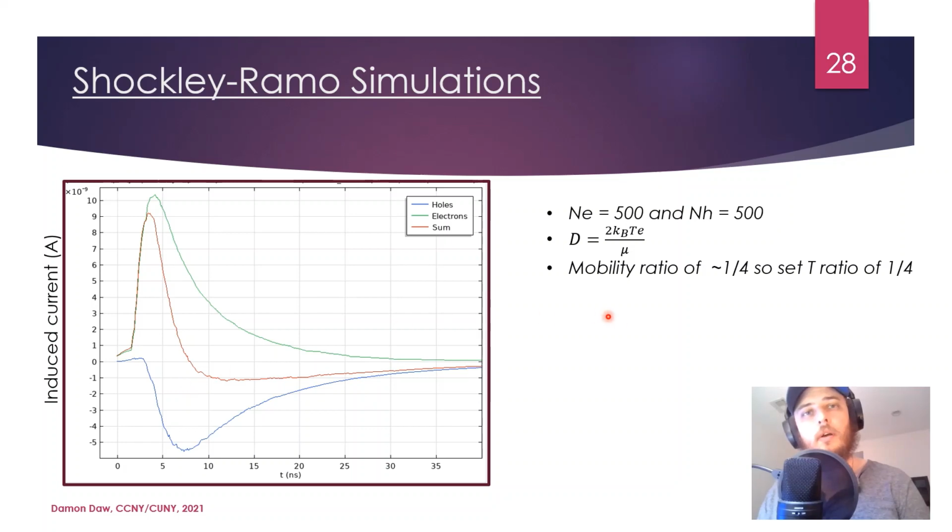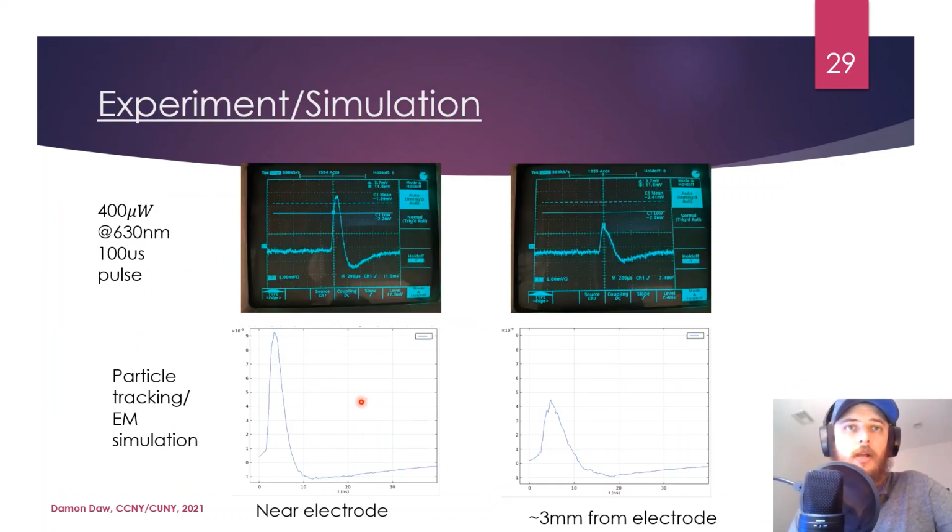One thing we had to take into account was that the mobility, or the rate of diffusion, of electrons and holes in semiconductors in general is not the same. In silicon, they have a difference of mobility of about 1 to 4. So in order to take that into account, we set the temperature of the holes to be about 1/4 the temperature of the electrons in our simulation. And we get a pretty good qualitative agreement. Here's the experimental data, and here's the simulation.